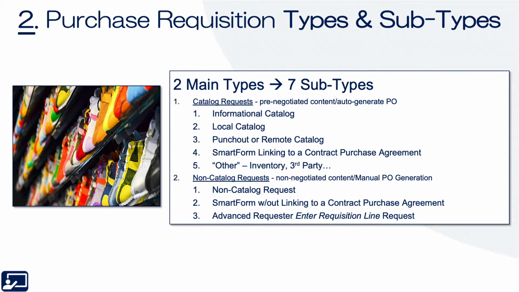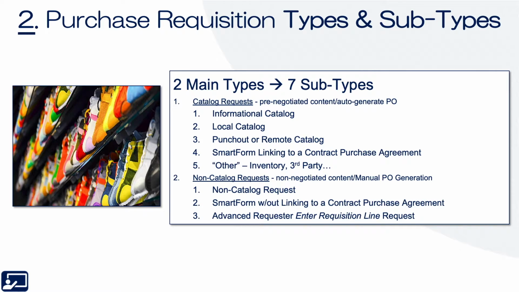Topic 2, requisition types and subtypes. So I've broadly broken requests or requisitions into two categories, catalog requests or non-catalog requests. And that's largely because the industry calls them that. Truly, catalog is a bit of a blanket term for what we'll call pre-negotiated content. What do you mean? Well, informational catalog is a pointer to another website or URL. So it's not really an item, but it will point you somewhere, either policy or like a portal or reservation portal, where pre-negotiated content lives.